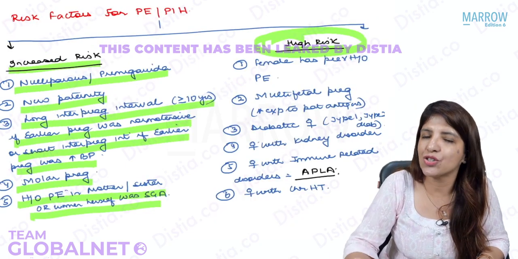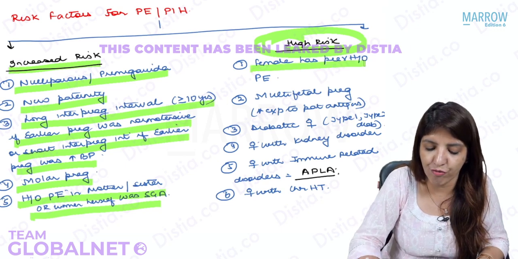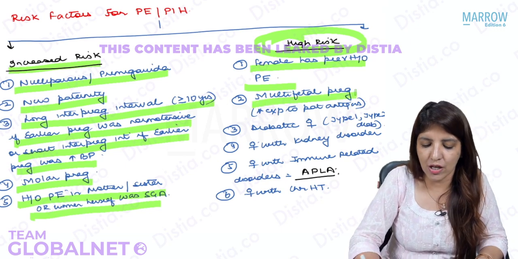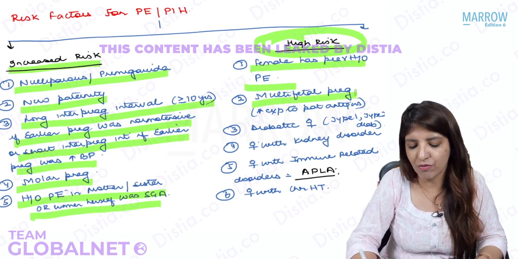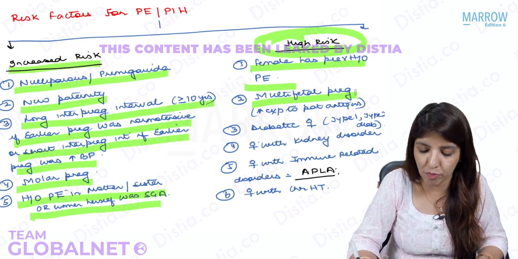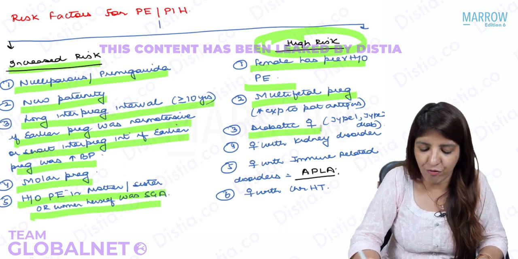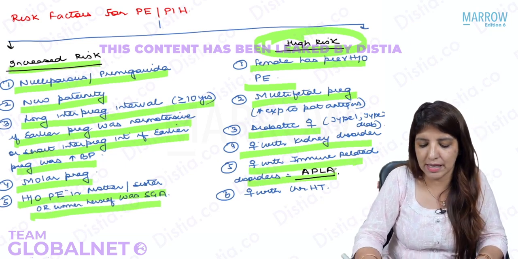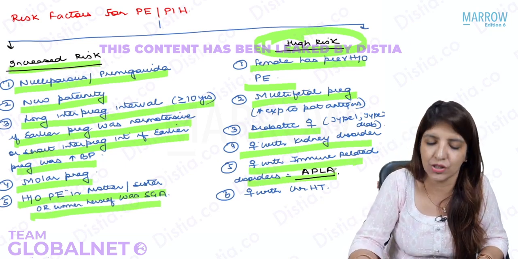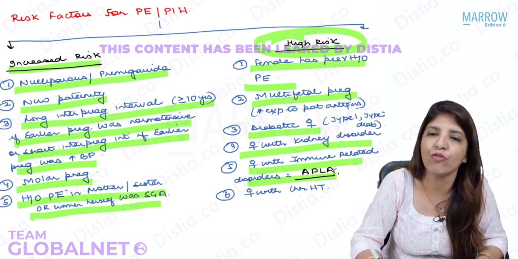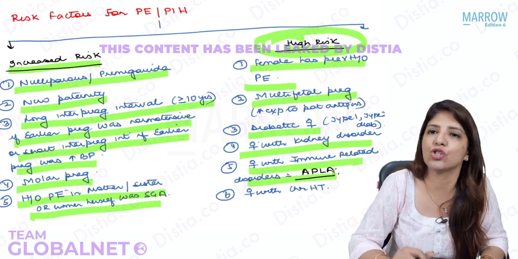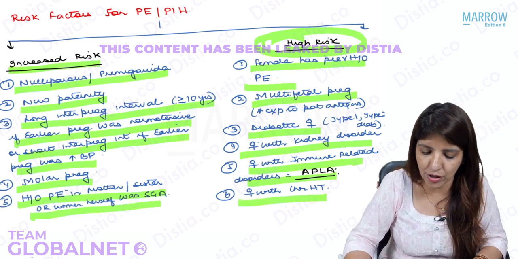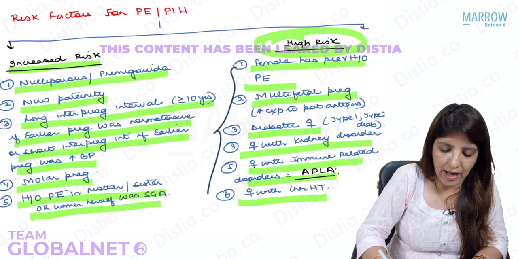The other risk factors which come under high risk are if the female has a previous history of preeclampsia, or if it is a case of multifetal pregnancy. In multifetal pregnancy, there will be increased exposure to paternal antigens. Then diabetic females, females with kidney disease, and females with immune related disorders like APLA. Already it is an immune related disorder, so there will be increased chances of immune related problems related to vascular remodeling. Then a female with chronic hypertension. So these are high risk factors.